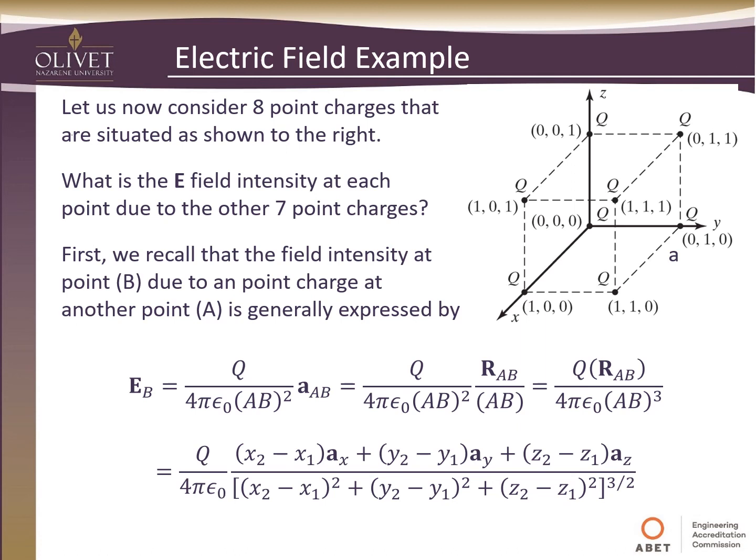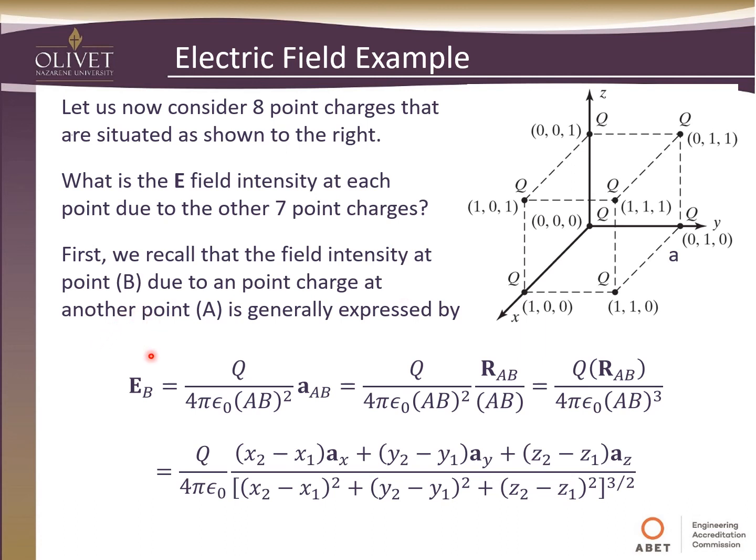So let's look at one quick example here. We're going to consider 8 point charges that are situated as shown to the right there, all of them one or some variation of 1 unit away from each other. We want to know what is the electric field intensity at each point due to the other 7 point charges. And so by symmetry, if we find it for one, that should be true for all of them.